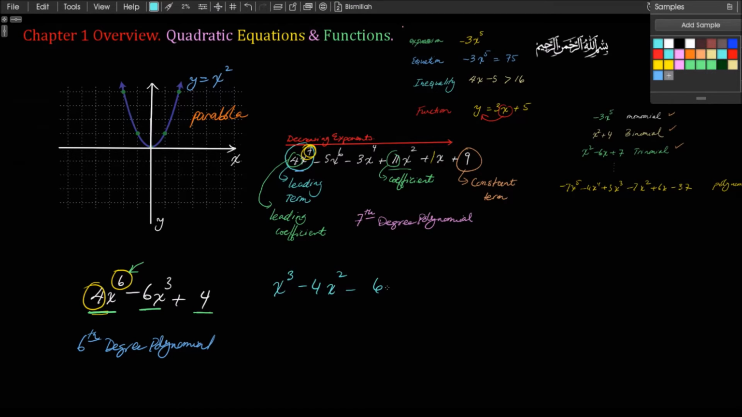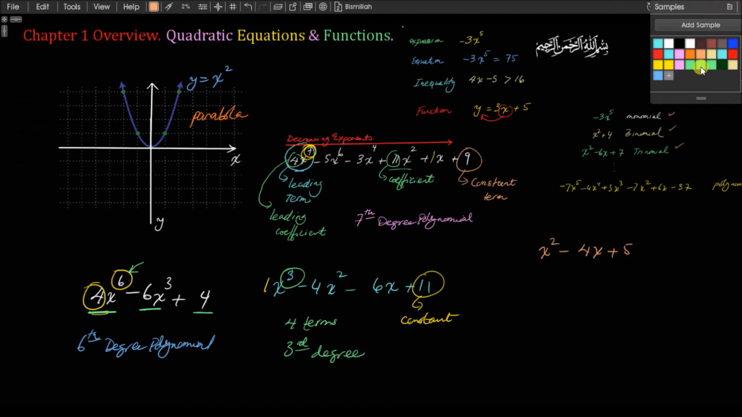How about this one? X cubed minus 4x squared minus 6x plus 11. Now, there are 4 terms here, and this is a 3rd degree polynomial. And what's the constant term here? The constant term is 11. What's the leading coefficient? It's 1. Leading coefficient is the coefficient of the leading term. In this case, it's the invisible 1.